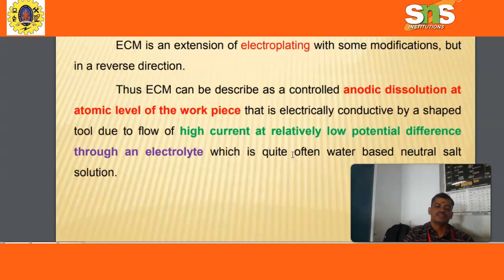Next is the electrochemical machining process. It is an extension of electroplating with some modifications, but in a reverse direction. Thus, electrochemical machining can be described as controlled anodic dissolution at atomic level of an electrically conductive workpiece by a shaped tool, due to flow of high current at relatively low potential difference through an electrolyte, which is quite often water based neutral salt solution.